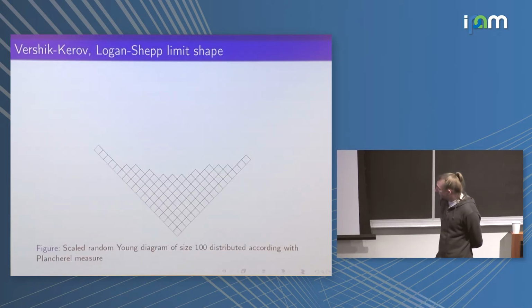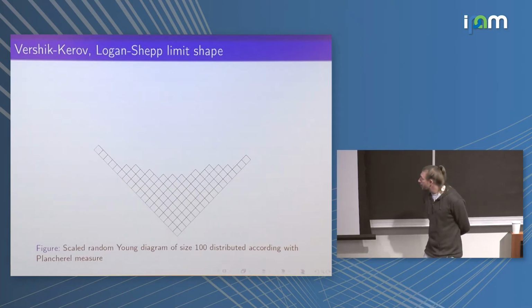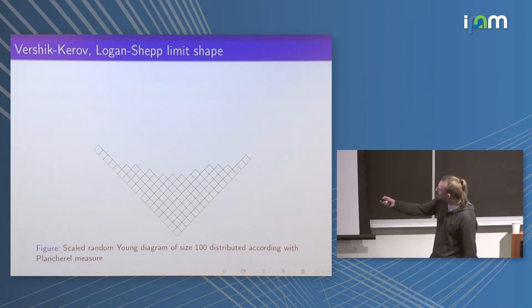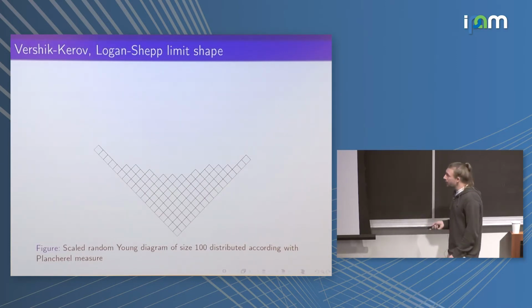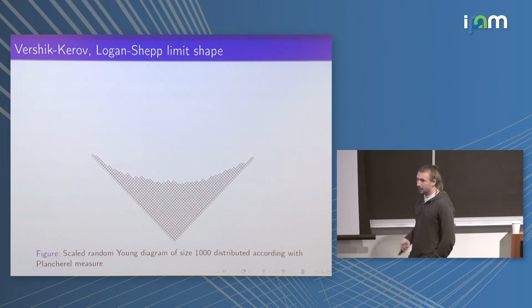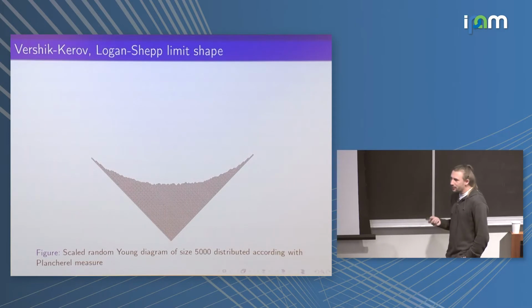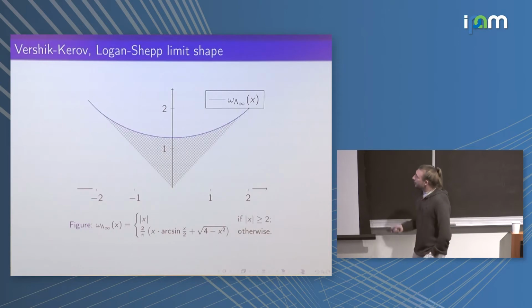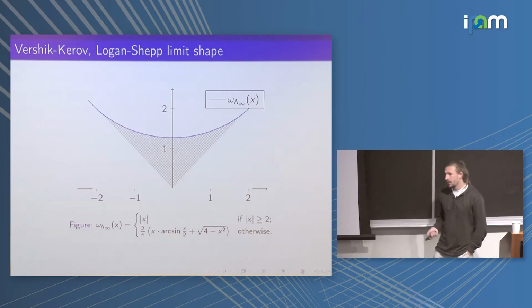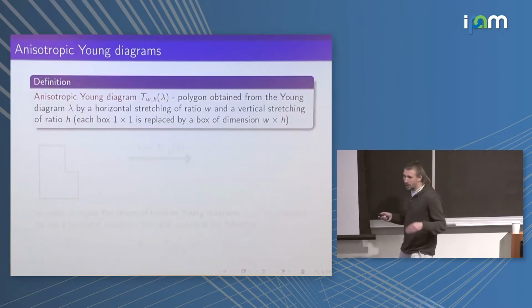Okay, so let's see some examples. So this is a random Young diagram of size 100. You can already see that it has some kind of shape. Maybe you can see that there is some kind of curve here. It's maybe not big enough, so if you play a little bit with them, then you can convince yourself that actually it converges to a certain shape, and this is the Logan-Shepp and Vershik-Kerov shape. So I stated this theorem a bit informally, but now I'm gonna do it a bit more formally.